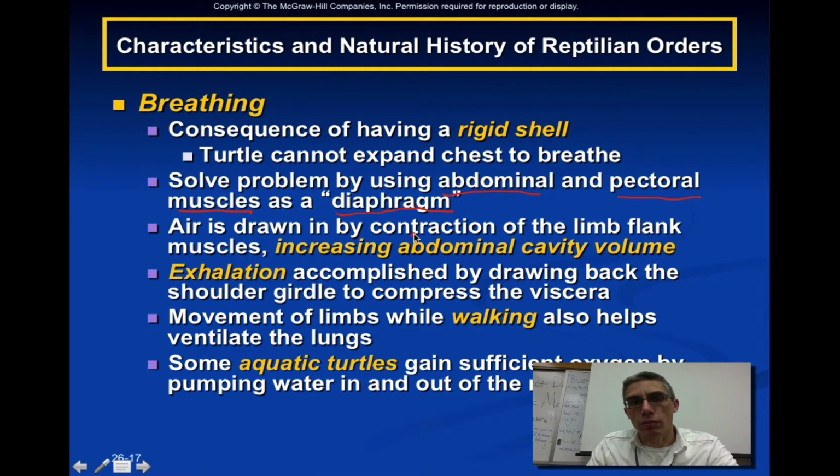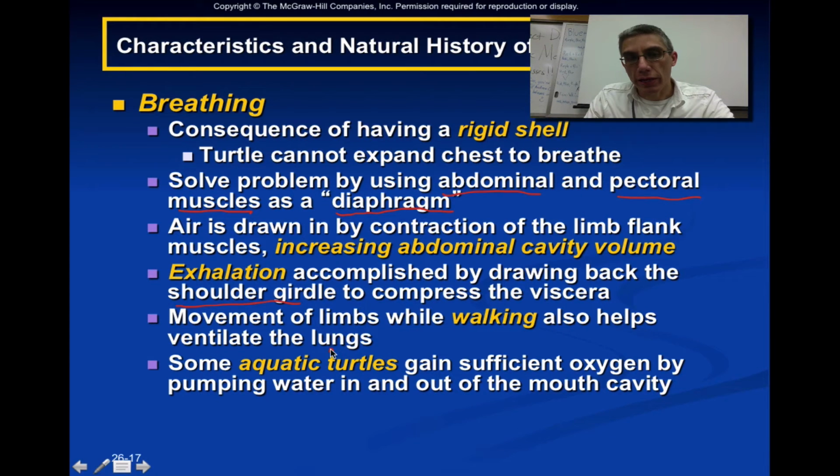So the air is going to be drawn in by a contraction of the limb flank muscles. And this is going to allow the abdominal cavity to actually increase in volume. Once this increase in volume does occur, that's going to allow the animal to bring in air. But of course, once you bring in air, then you need to be able to exhale or push that air back out. In this case, that's going to happen by drawing back the shoulder girdle, and it's going to compress all the viscera that are found inside of that animal's body and essentially push that air out of the animal. Now, movement of the limbs while walking will also help to ventilate the lungs as well.